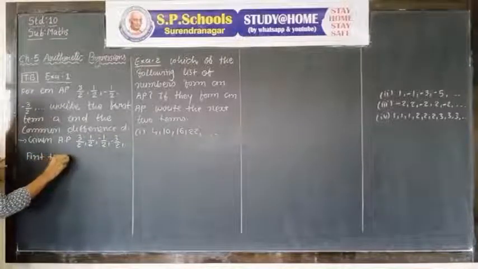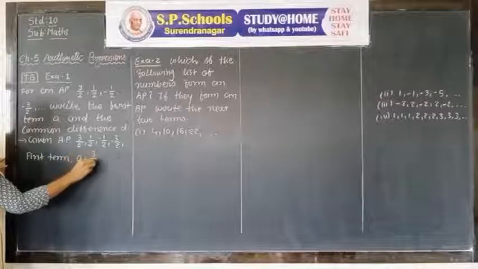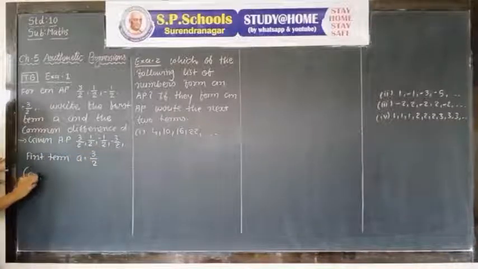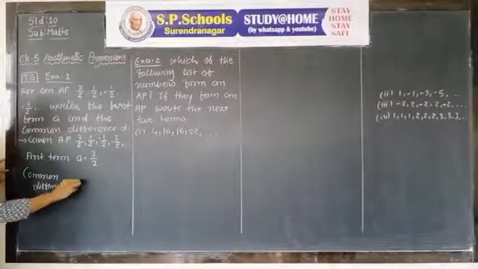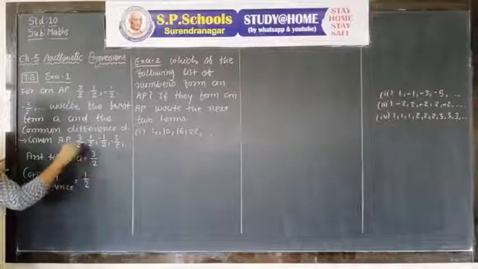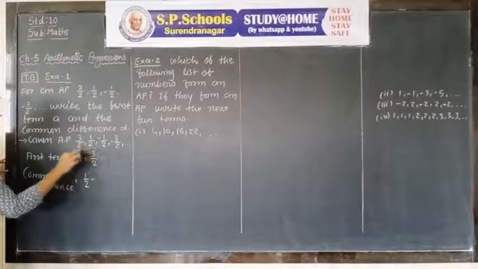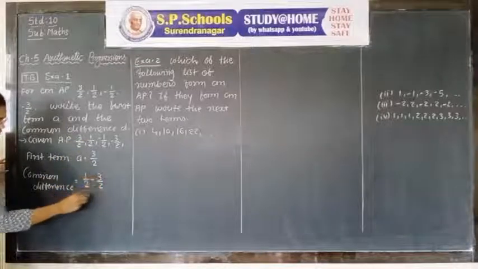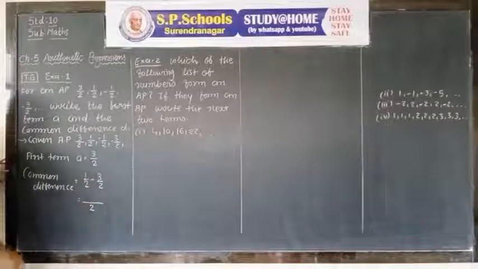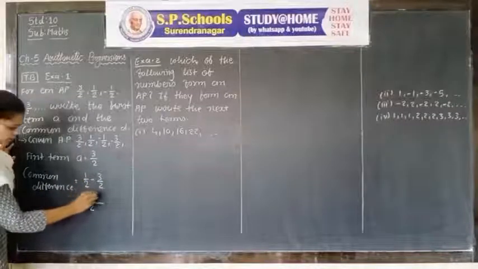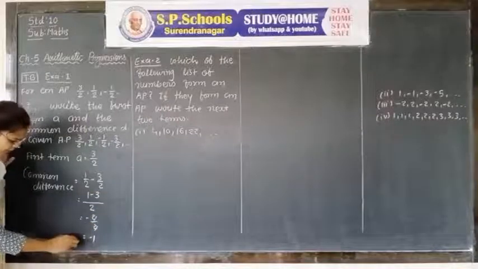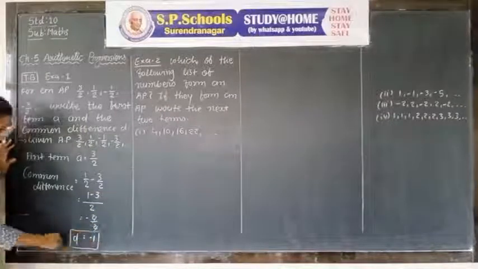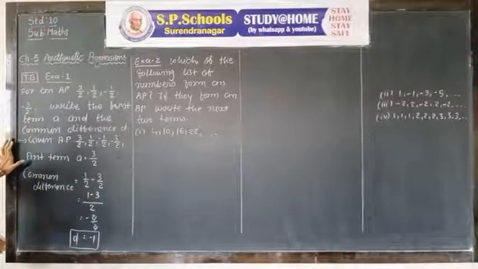First term A is equal to 3 upon 2. To find the common difference, subtract the first term from the second term. 1 upon 2 minus 3 upon 2. Take 2 as the LCM. 1 minus 3, which is minus 2 upon 2. 2 cancels and we get minus 1. Common difference D is equal to minus 1.